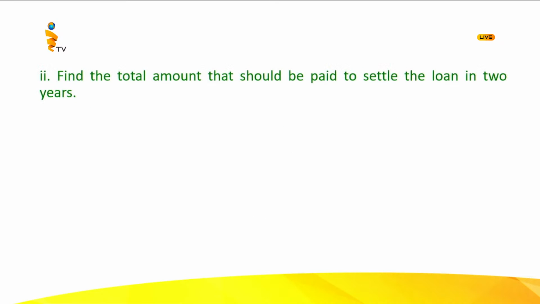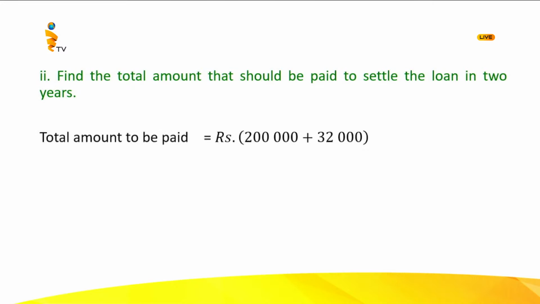The second question is, find the total amount that should be paid to settle the loan in 2 years. In order to settle the loan, you have to pay the loan amount that you took along with the interest. Earlier we found that the interest is 32,000 rupees, and to release from this loan, you have to pay 200,000 rupees and 32,000 rupees. So, the answer will be 232,000 rupees.